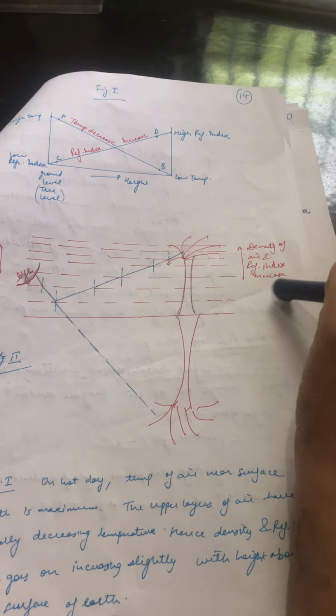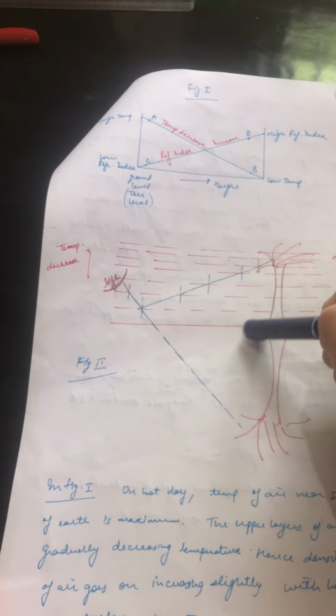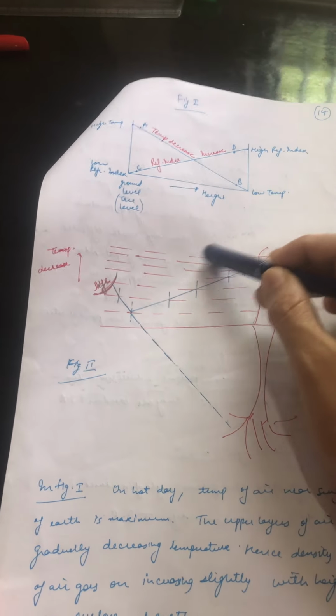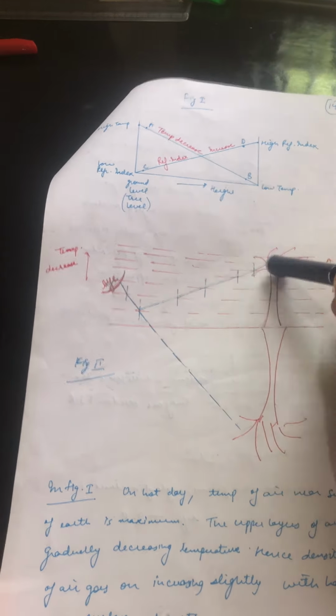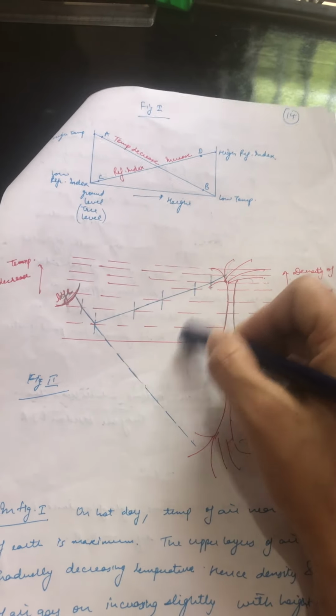It means refractive index is also increasing upwards, but temperature goes on decreasing upwards, because these lower layers are hotter and the topmost layers are less hot. It means upper layers act as a denser medium and these lower layers are acting as a rarer medium.